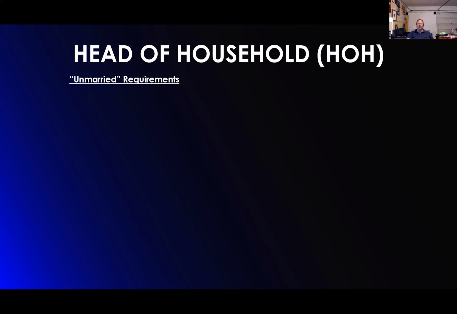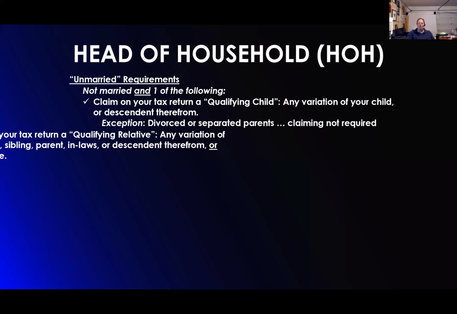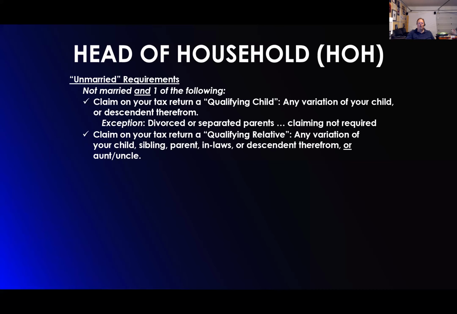So let's not get too wrapped up in it, but not married literally means they are either not married and they basically need to be claimed as a qualifying child or something along that line on your tax return. You have to show that they are disabled or something of your dependent. Now, they get claimed on your tax return as a qualifying relative. There are some important things on this, because what are the qualifying relatives?